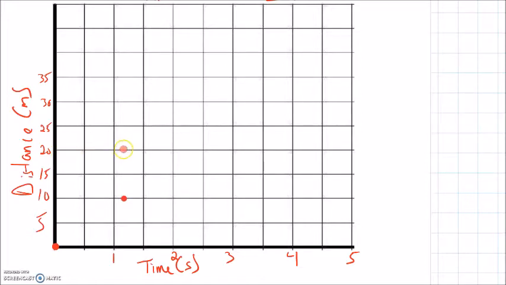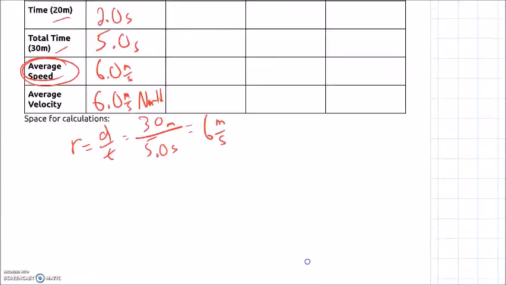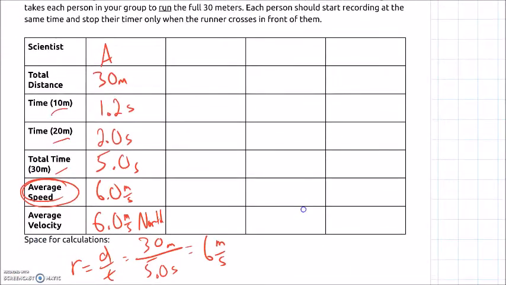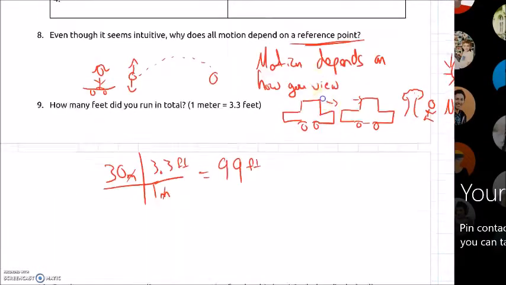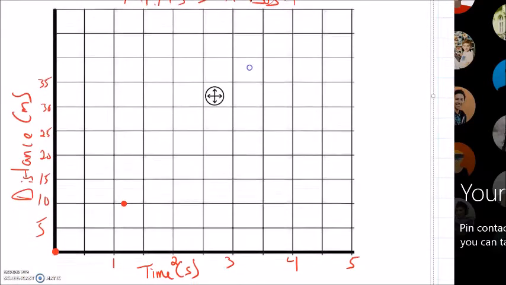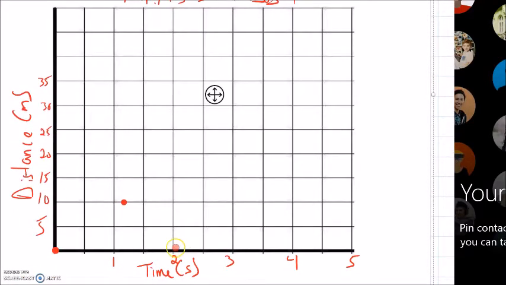And then let's go on to our next point at 20 meters. It took us about 2.3 seconds. So we'll put our 2.3. Let's make sure that's right. I'm doubting myself now. Oh, at 20 meters, it was 2 seconds exactly. Good thing I double checked. So at 2 seconds, we ran 20 meters. And then finally, it took us 5 seconds to complete our 30-meter dash.